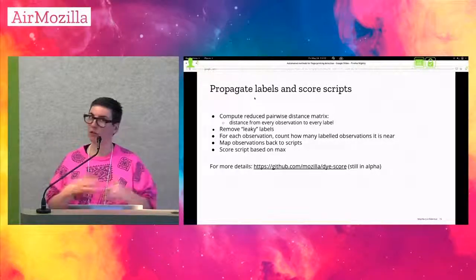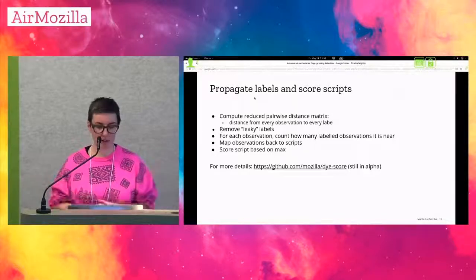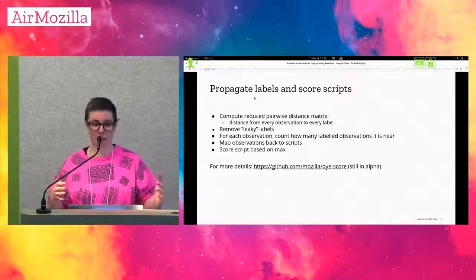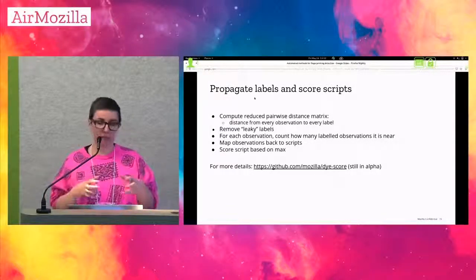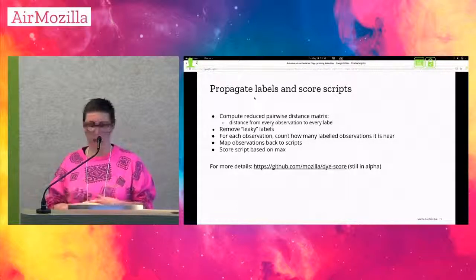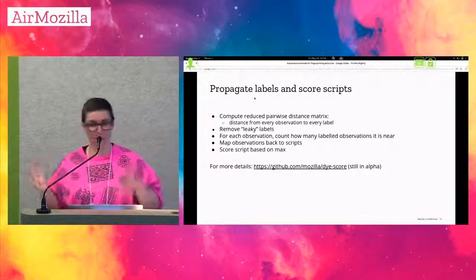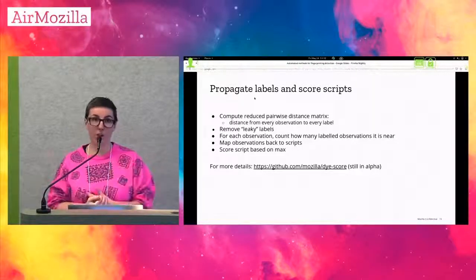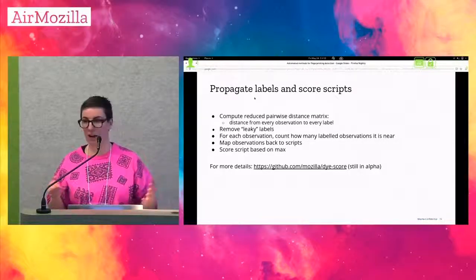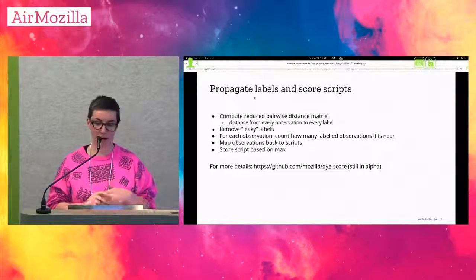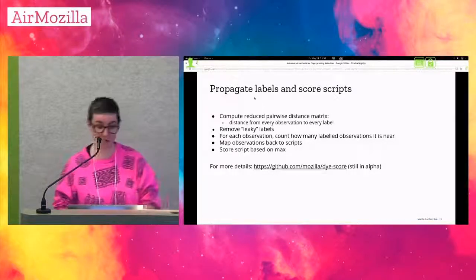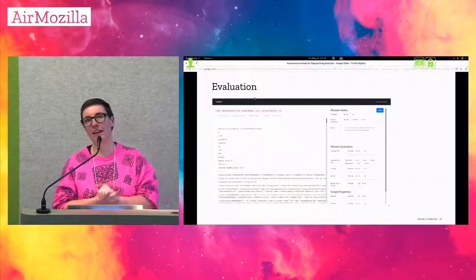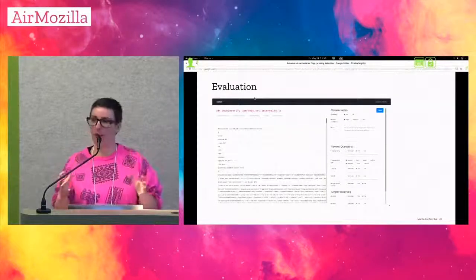And so I take a very simple, threshold-based approach to remove those leaky labels. And from there on out, it's a simple question of, for each of my observations, how many labels is it near? I then map observations back to scripts, and then a script gets a score based on the aggregate of all that information. I have a library that's up at Mozilla DieScore. It's still in alpha. I have some known issues. You're welcome to collaborate, find more known issues, or currently unknown, soon to be known issues, and I welcome that feedback. And then at the end of the day, what you end up with is a list of scripts.